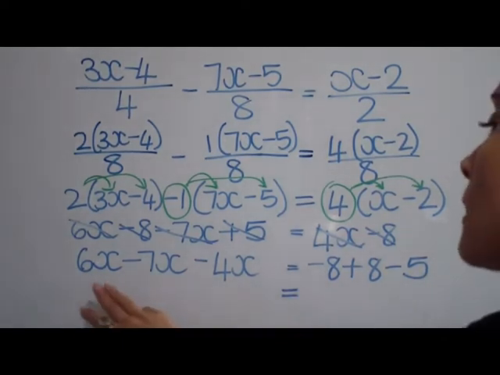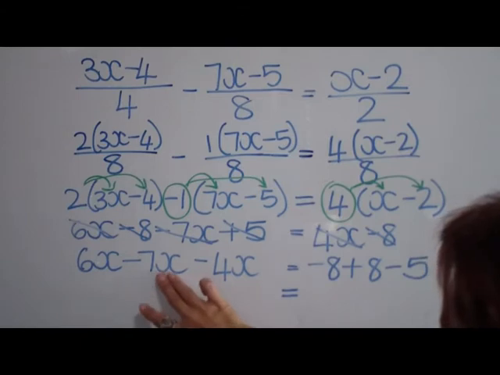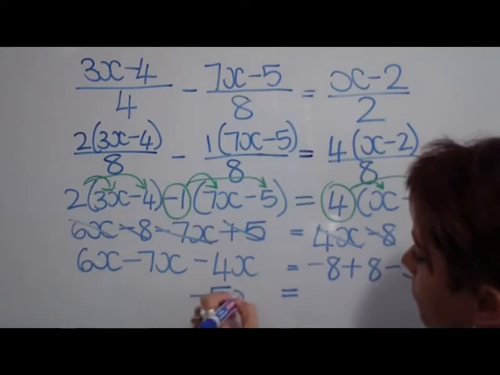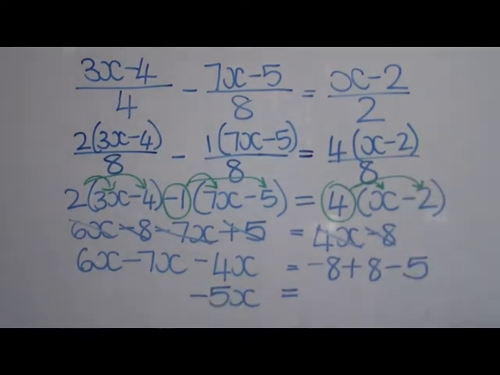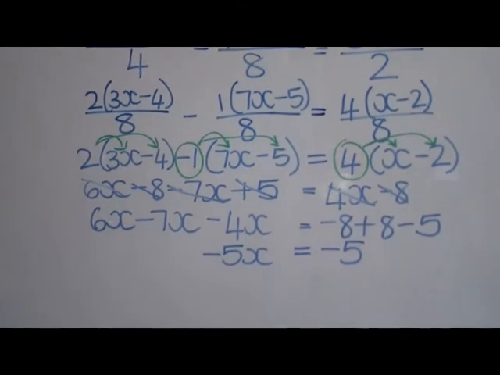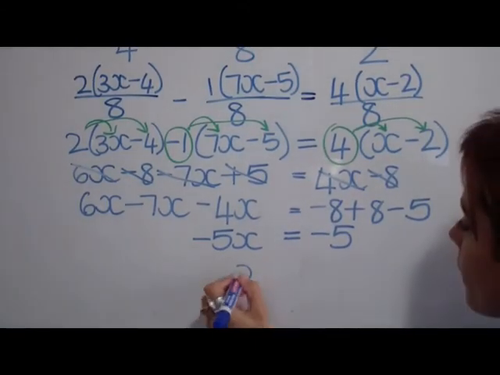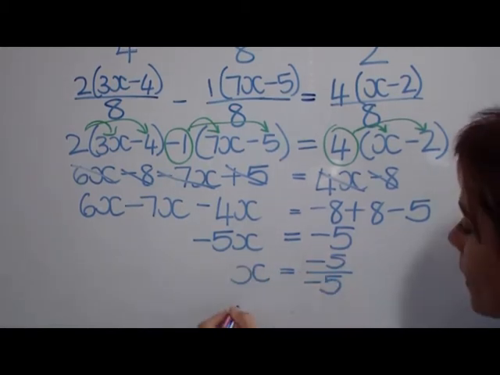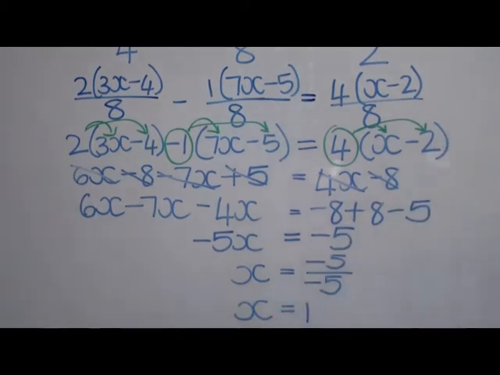Beautiful. 6 take away 7, that's -1x, and -1x minus 5x is -5x. Beautiful. Look here. -8 plus 8, hulle kanselleer mekaar uit, dis 0. En 0 minus 5 is -5. Oh, this is a nicer one than the one before. I'm just going to move a little down. Sorry. Okay, and now how do we get x? So x is dan gedeel deur -5, gedeel deur -5. X is dan gelyk aan, look how beautiful that is, 1. X is gelyk aan 1.